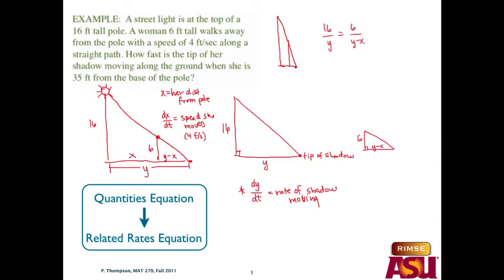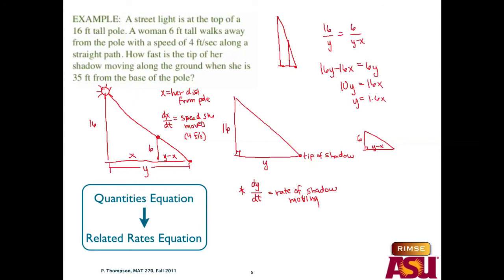I could do implicit differentiation from this form, but I'd rather not. I'm going to get it into at least a linear looking format. So cross multiply: 16y minus 16x equals 6y. And we can do it from this form also, but this is such a simple equation I just kind of want to solve this. 10y equals 16x, or y equals 1.6x.